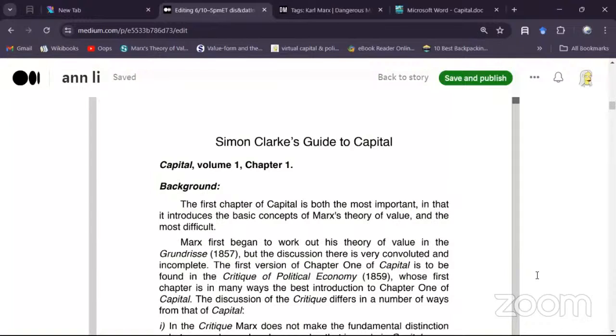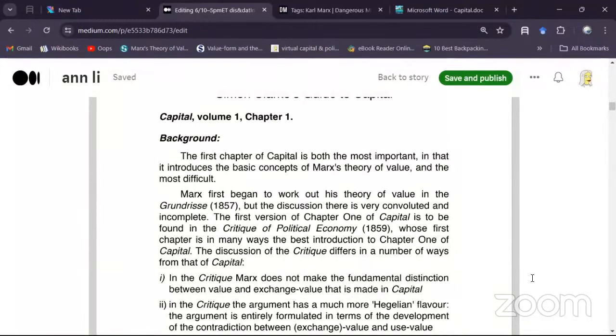Anyway, the first chapter of Capital is both the most important, in that it introduces the basic concepts of Marx's theory of value, and the most difficult. Marx first began to work out his theory of value in the Grundrisse, 1857, but the discussion there is very convoluted and incomplete. The first version of Chapter 1 of Capital is to be found in the Critique of Political Economy of 1859. I've given you the link above, whose first chapter is in many ways the best introduction to Chapter 1 of Capital. So the best introduction is done years before Capital actually gets printed.